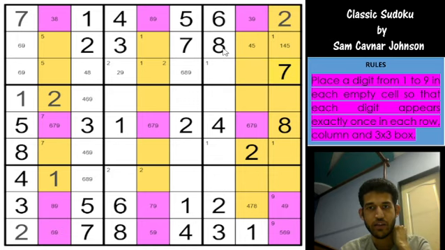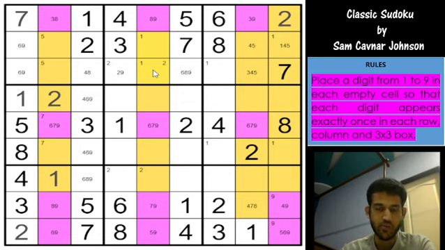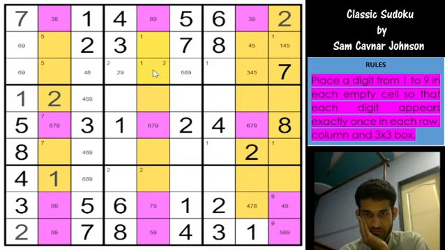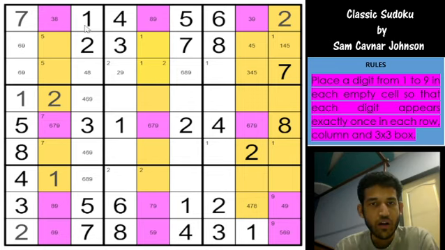So 2, 7, 6, 8, 1, 9. So this must be 3, 4, 5. And these two cells basically are not 9. Okay. 1, 2, 6, 7, 9. Look at this cell, guys. This is not 3 or 8. So this is 4, 5.